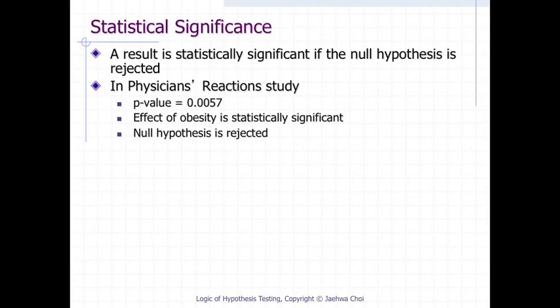When the null hypothesis is rejected, the effect is said to be statistically significant. For example, in the physician's reactions case study, the probability value is 0.0057. Therefore, the effect of obesity is statistically significant and the null hypothesis that obesity makes no difference is rejected.